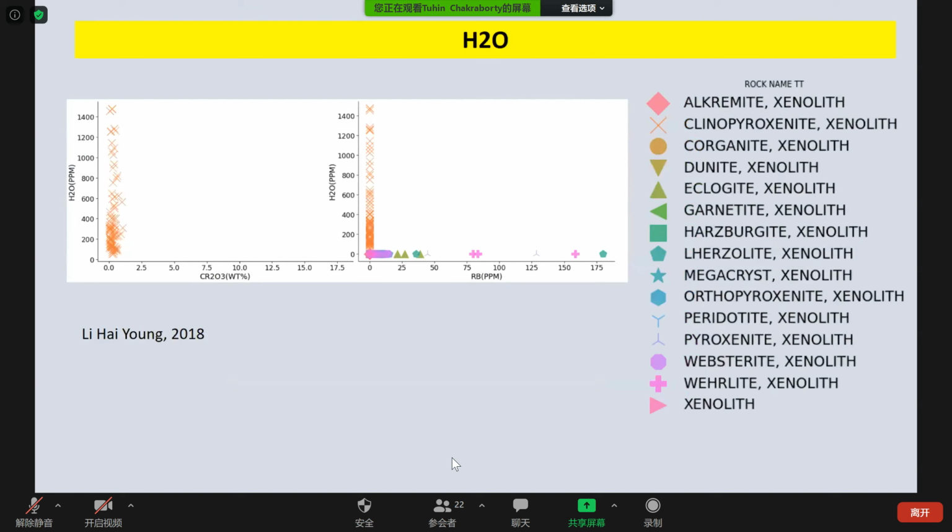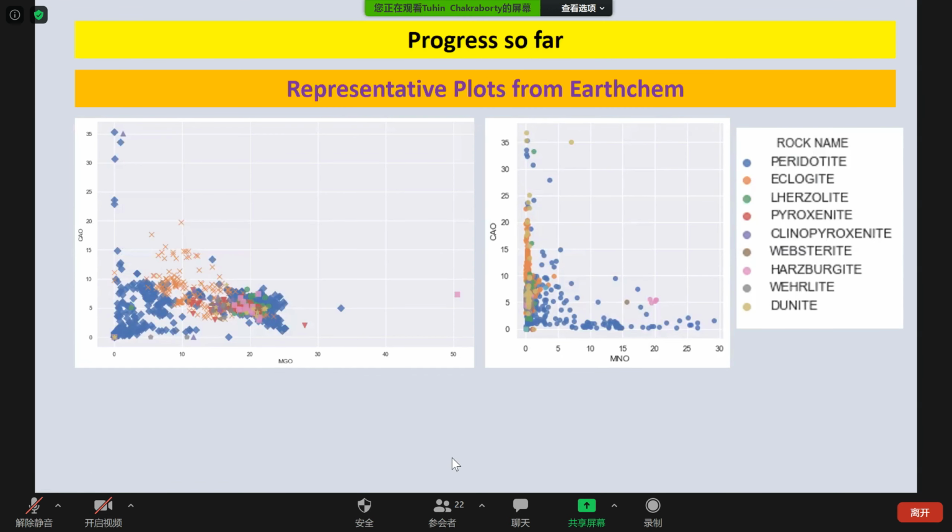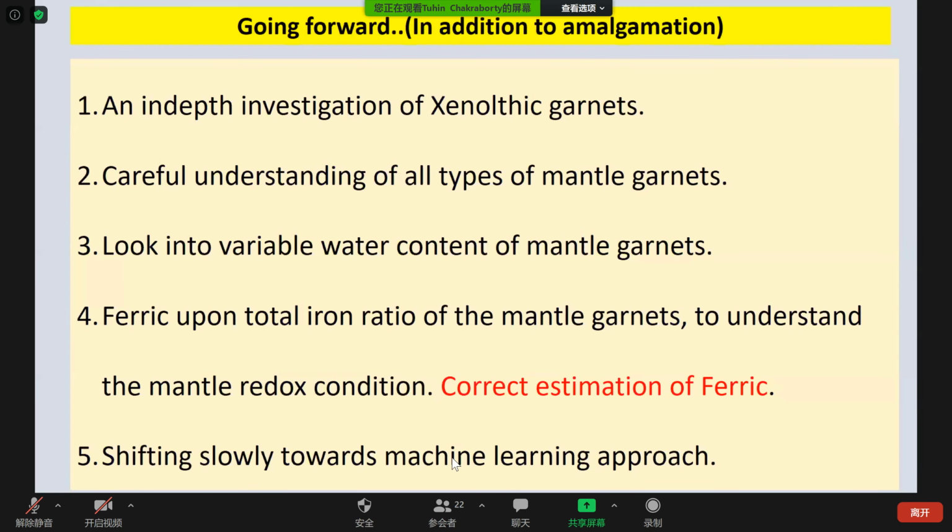For H2O concentration, there is not a lot of data available, especially in the case of xenoliths. This is one paper by Lee Hai Young, a 2018 Chemical Geology paper. From there, the xenoliths and clinopyroxenite type xenoliths were investigated. And this is a representative plot from EarthChem. Going forward, we will do an in-depth investigation of the xenolithic garnets. Then we'll do a careful study of all types of mantle garnets.